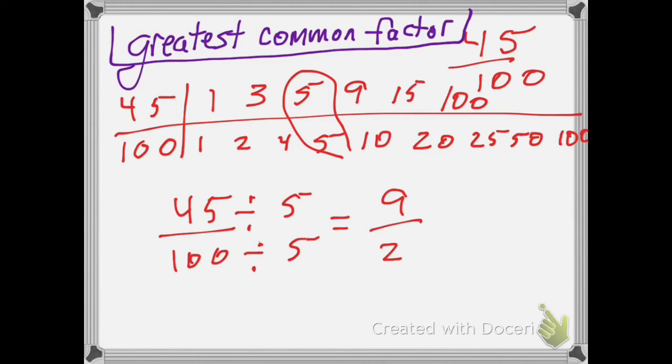We divide top and bottom by our greatest common factor. We get 9 over 20. 9 over 20. Now their greatest common factor is 1, so we are done.